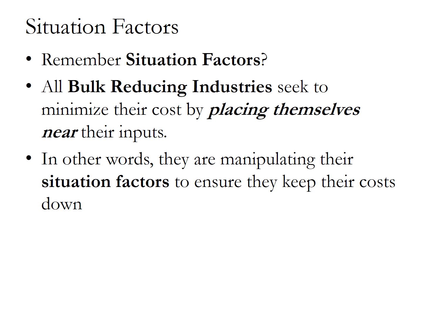So if I said I need 3 truckloads of trees to make 1 truckload of paper, I wouldn't want to drive 3 truckloads a really long distance with the heavy trees. I want to be close to the forest, cut down the trees, transport it a short distance, load up the 1 truck of paper, and then send it to the market. So what bulk reducing industries do is manipulate those situation factors, the how close to markets, how close to inputs, and the cost, to keep costs down.